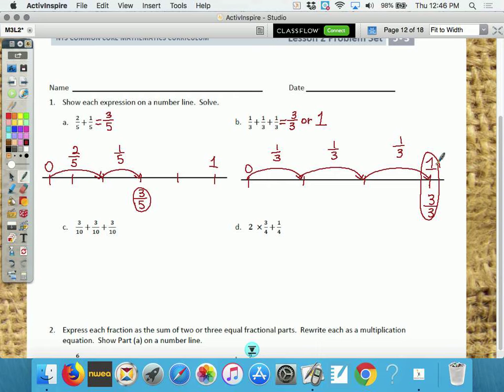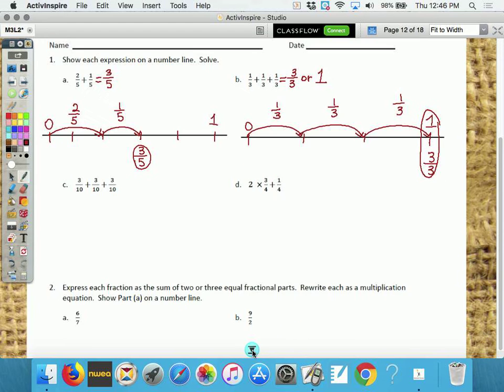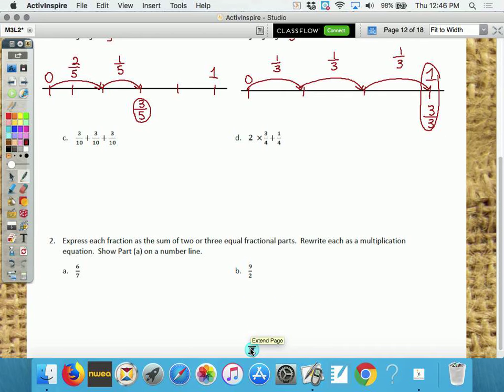You have 2 on your exit ticket that are very similar to what we did here. Both of them actually are something large and then something small, okay? All right, so let's take a look at C and D. 3/10 plus 3/10 plus 3/10. 9/10. Jasmine, is that more or less than 1 whole?